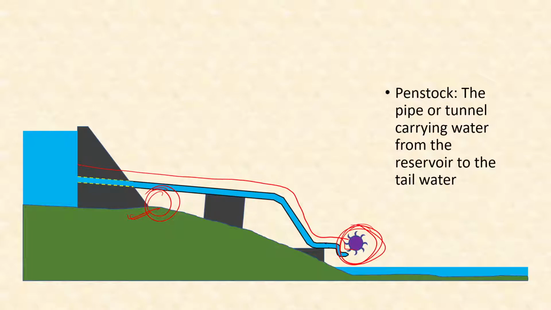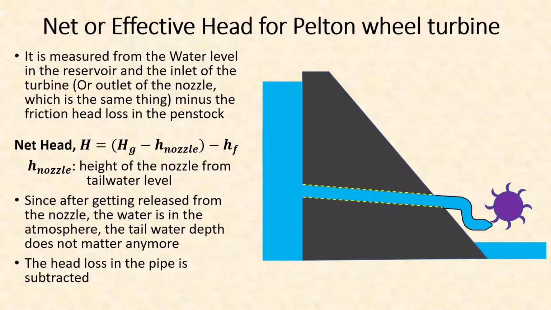As you can see, some part of the penstock is inside the dam as a tunnel in the concrete part of the dam, and other part of the penstock is simply a metallic pipe. Sometimes this pipe is carried through the hills and mountains as a tunnel, so in that case also we can call it the penstock. Now, speaking of net or effective head of Pelton wheel turbine, as we have mentioned, the calculation of effective head will be different for different types of turbine.